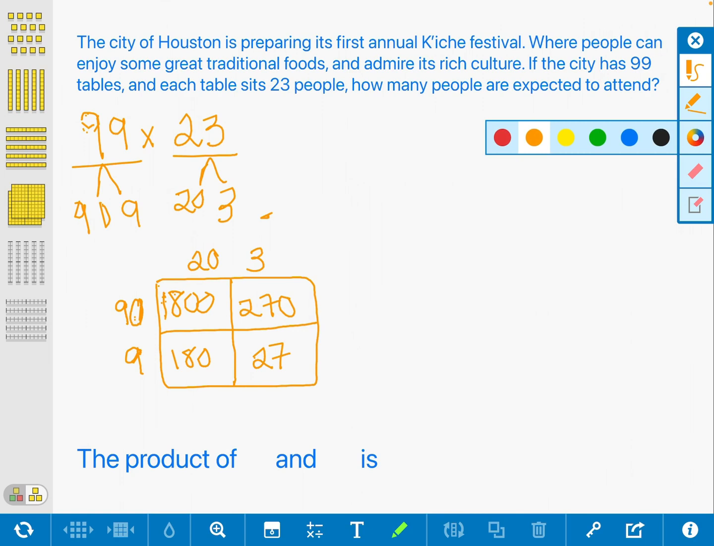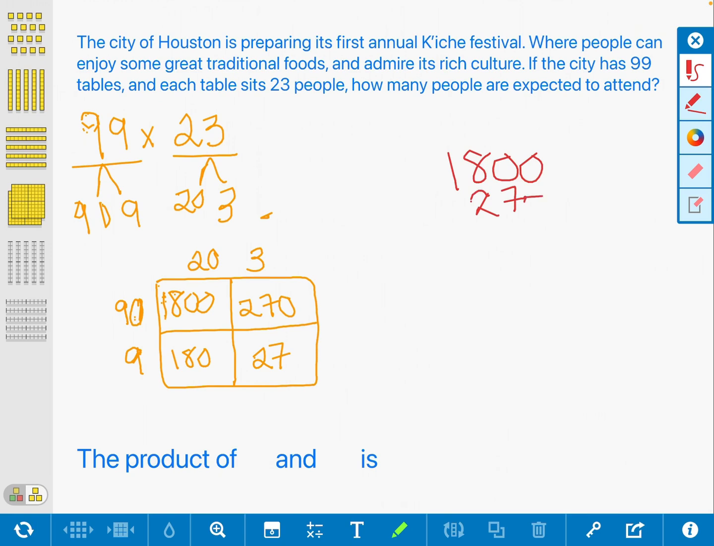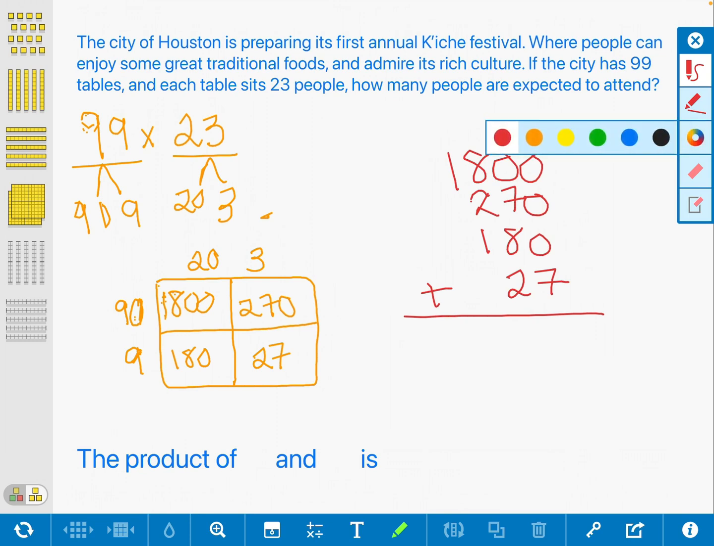We now have our partial products. So we can now add them all up. But first, I'm going to write them on the side so that we can have a better view of what it is that we are adding up. So we're adding the 1,800, the 270, the 180, and the 27, which are all our partial products, and we're going to add them up to get our final product, or the answer.